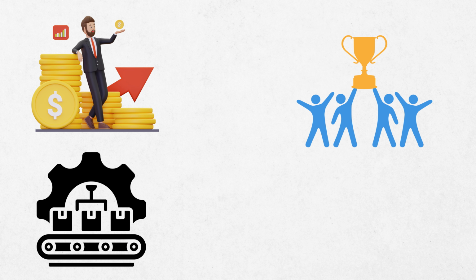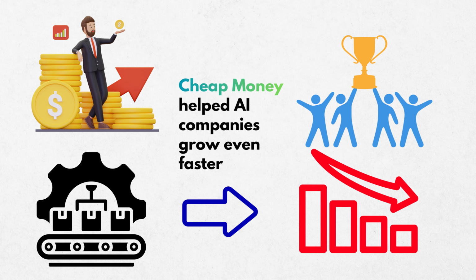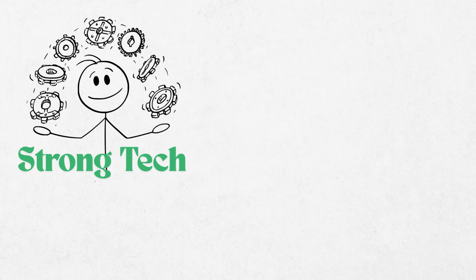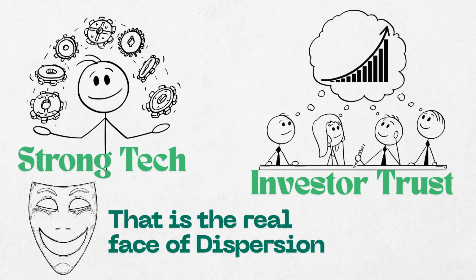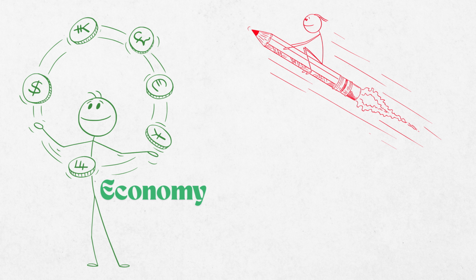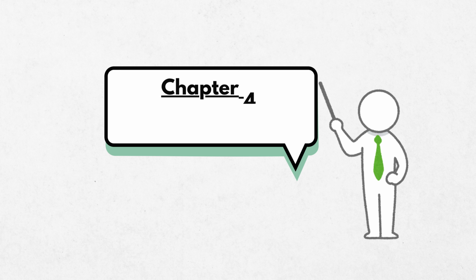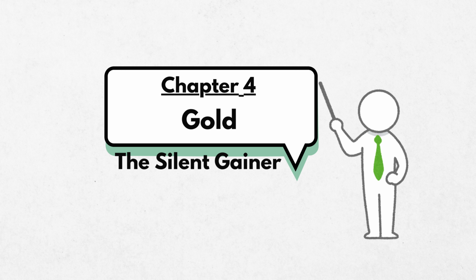But if you ran a small retail or manufacturing company, your growth probably froze. Cheap money helped AI companies grow even faster because they already had strong technology and investor trust. That's the real face of dispersion. In the same economy, some people take off like rockets, while others are left in the dust. Chapter 4. Gold, the silent gainer.